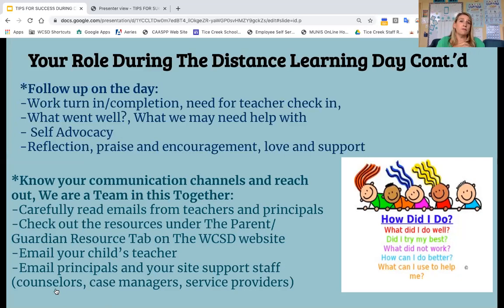If you're seeing struggles, if there's becoming a pattern of need and help, reach out. Start with your child's teacher. They can start directing you, and then if we need to, we can get principals and counseling or other site staff and support staff involved. But don't be hesitant to reach out because we're here to help. And there might be even a simple answer to something that you haven't thought of or we haven't thought of, but putting our heads together, we can come up with it. And we can make this work for our students while we're in the distance learning day.